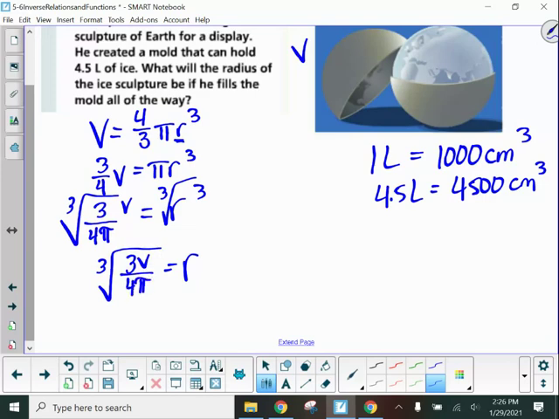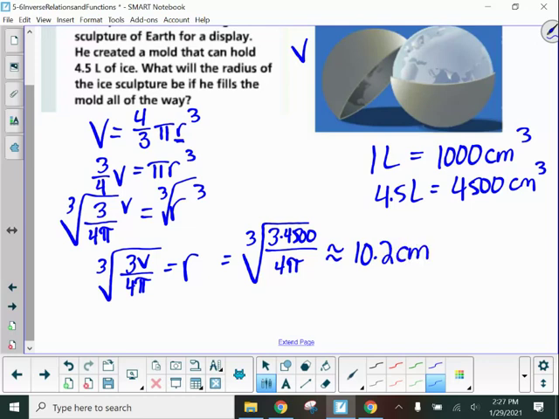We know that volume is 4,500. So this is the cube root of 3 times 4,500 all over 4 pi. This is something you would need to type into a calculator. And when you do that, you get about 10.2 centimeters.